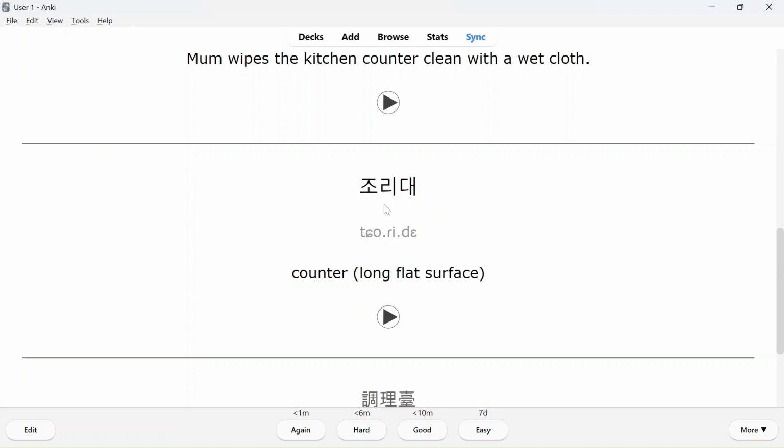Great. There's one thing I'd like to note about this area. This is the base form or dictionary form of the word. This is the form you would normally look up in the dictionary. So for counter, this is the word that you would find in Korean.